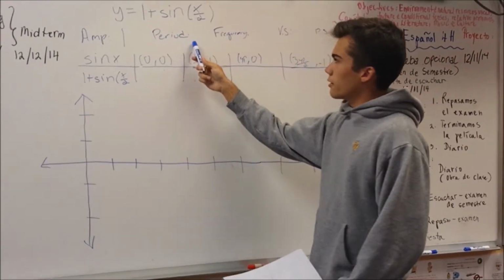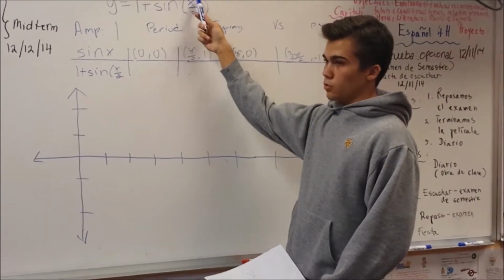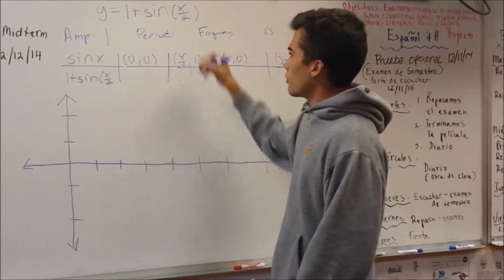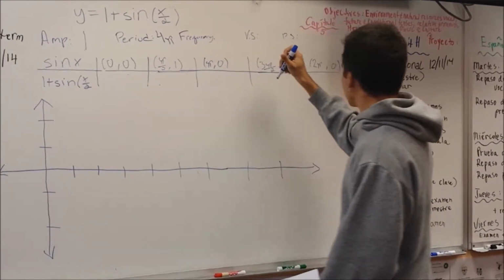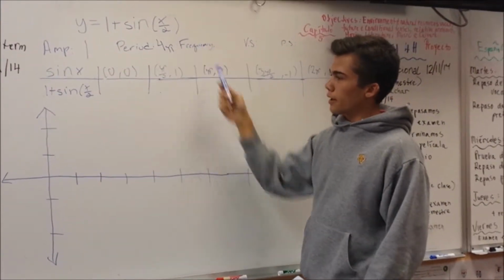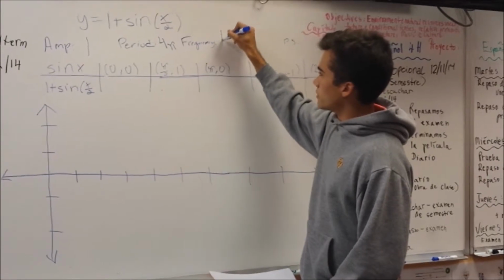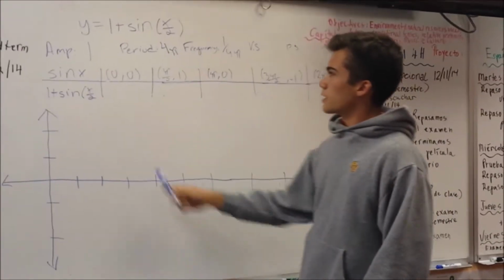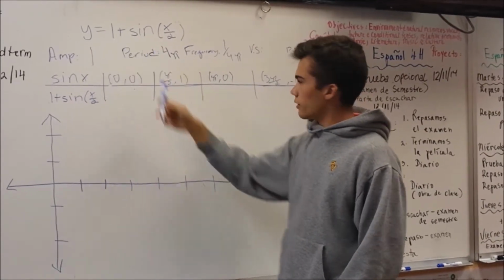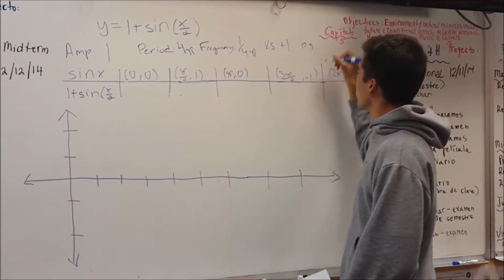Now, to find the period, we take 2 pi over b. In this case, b is 1/2. So 2 pi over b results in a period of 4 pi. To find frequency, we take b over 2 pi. So once again, 1/2 over 2 pi, which gives us a frequency of 1/4 pi. The vertical shift is +1 due to this +1 out front. So +1. And in this equation, there is no phase shift.